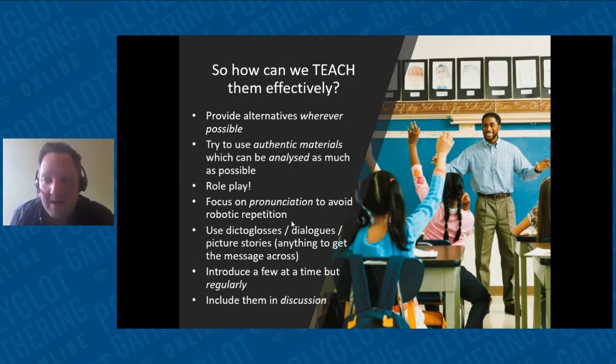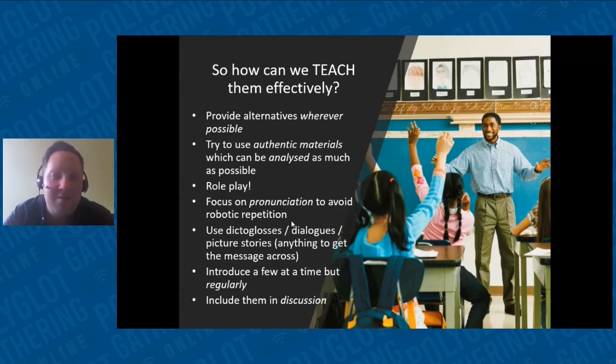Like I said before, introduce a few at a time, but regularly. So I don't think you should give them 12 alternatives to a word, but maybe you can give them 2 or 3, and then the next time you can give them some more, and you're building on it gradually once they're comfortable with them. So I think it should be regular, but not overwhelming.